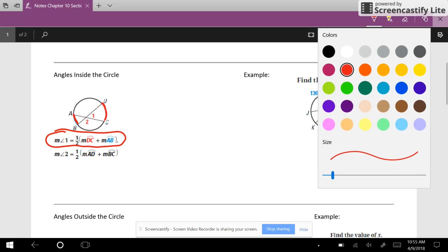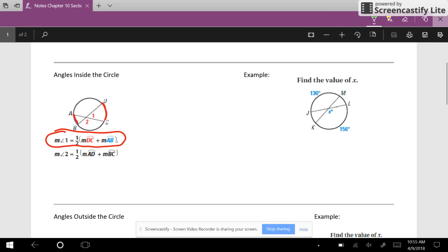Or we're looking at arcs. Angle 2 has its own arc, arc BC, and its vertical angle has the arc AD. So if you want to find the measure of angle 2, you can average those two arcs together. Measure of arc AD plus the measure of arc BC, half of that would give you angle 2.